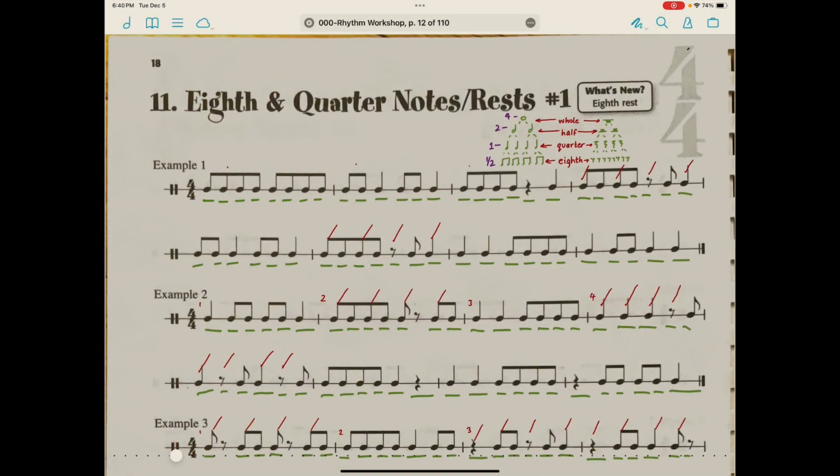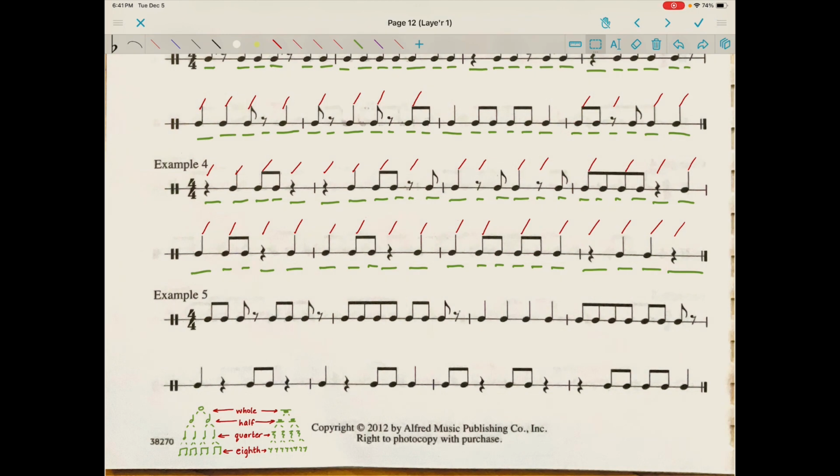Returning to exercise 11 in the 4/4 section of the book. We're going to be looking at example 5. As always, begin by looking at the time signature. So we see we have 4/4 time. Because the top number of the time signature is a 2, a 3, or a 4, we know we're in simple time, and we can just take the time signature at face value.